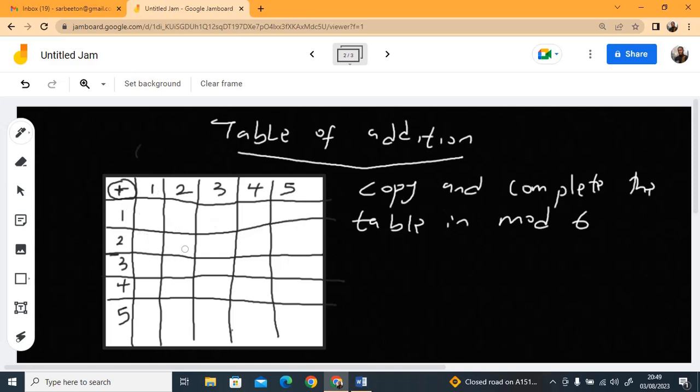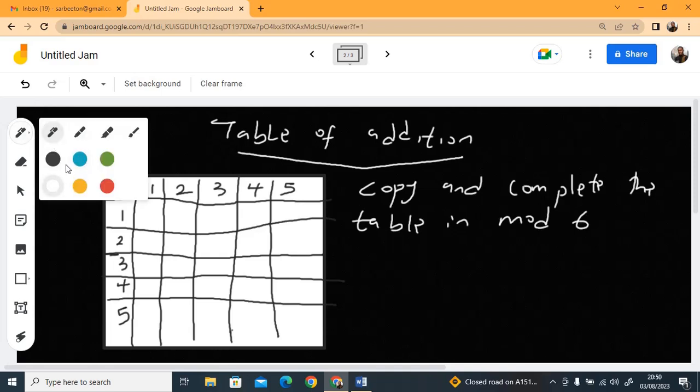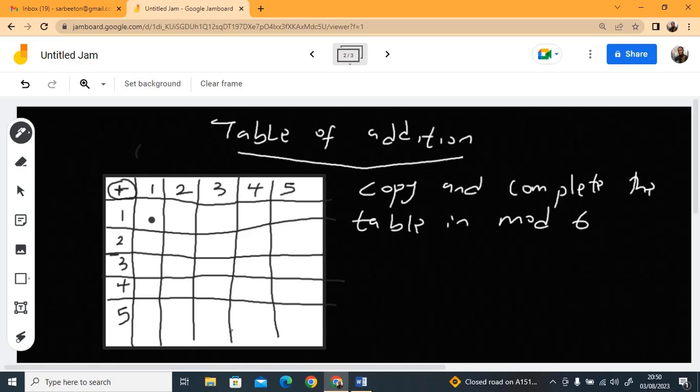First thing is 1 plus 1 is 2. So you write 2. Let me change this so you can see it clearly. It means here you are going to write 1 plus 1, you write 2 here. 1 plus 2, you write 3. 1 plus 3, you write 4. 1 plus 4, you write 5. Now 1 plus 5 is 6. Now I told you cannot do that.